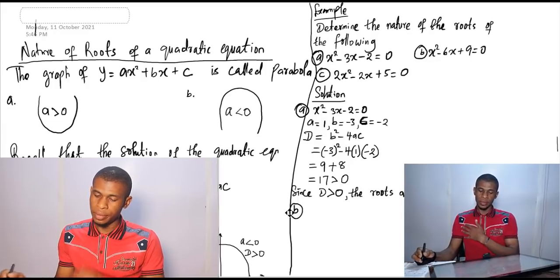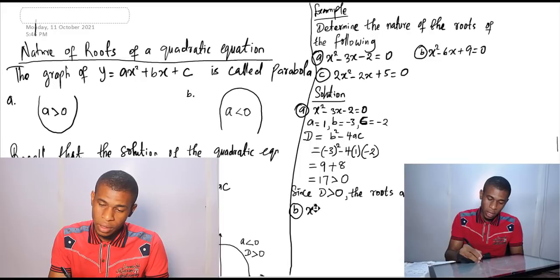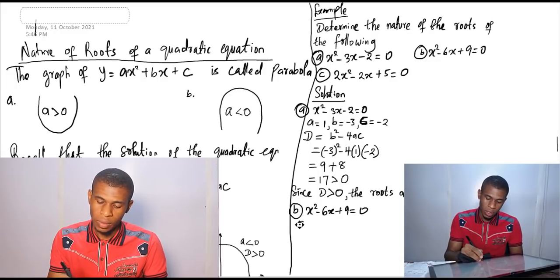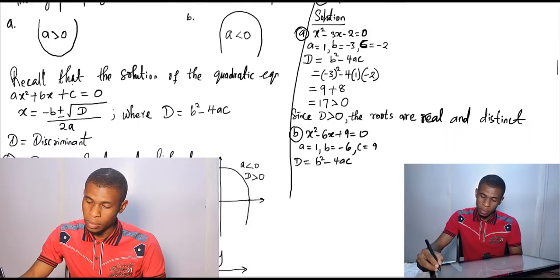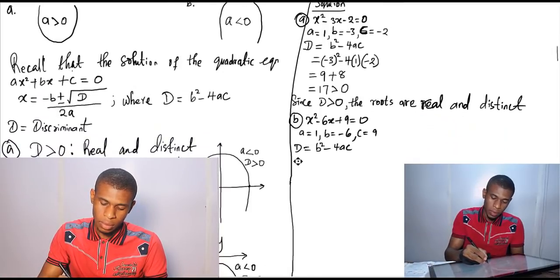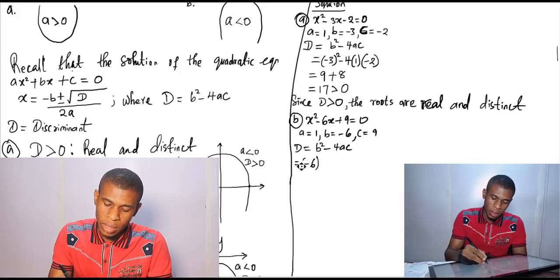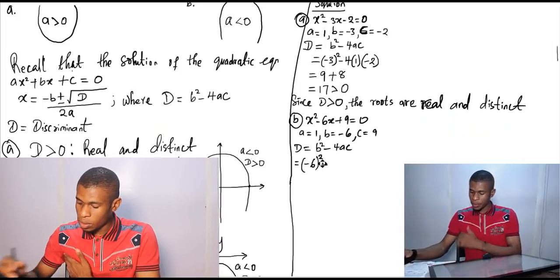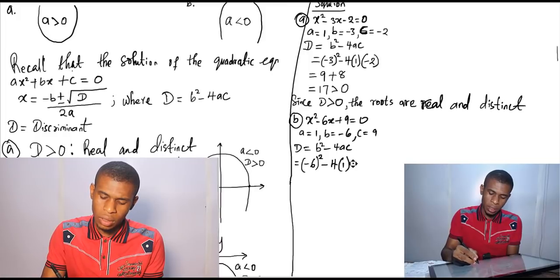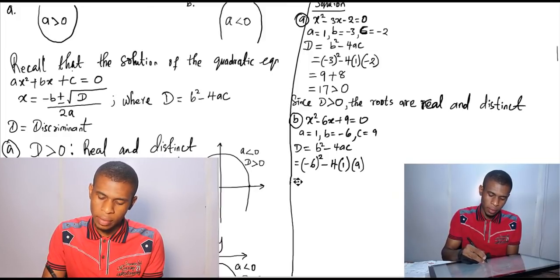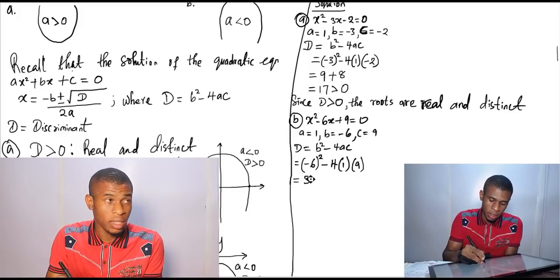Let's solve for B. I have x squared minus 6x plus 9 equal to 0. What is my A? A is still 1. My B here is the coefficient of x, minus 6. My C is 9. Write the formula, b squared minus 4ac, equal to, our b squared is minus 6 all squared, minus 4. My A is 1. My C is 9. Minus 6 all squared is 36.